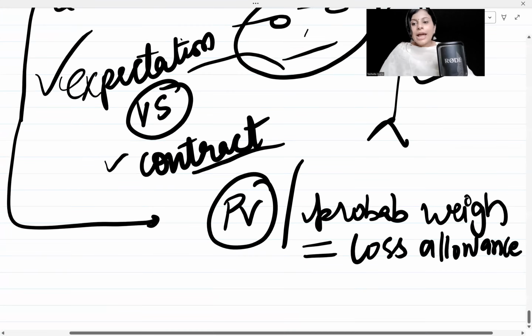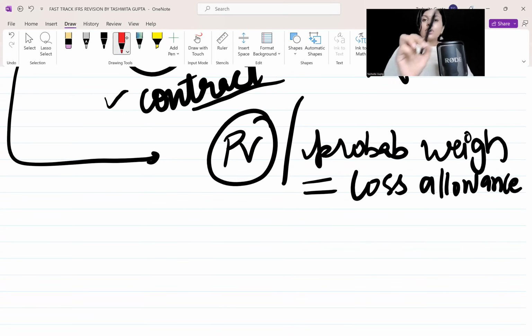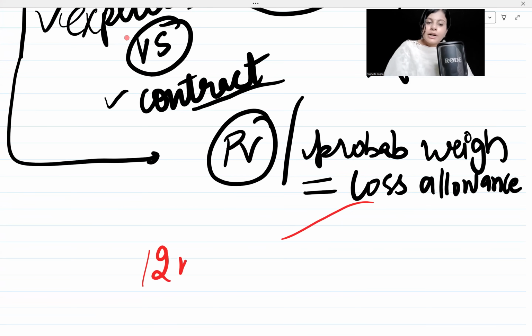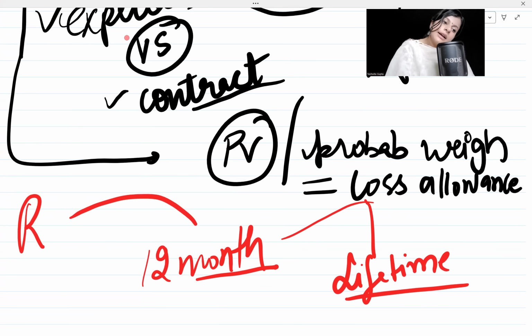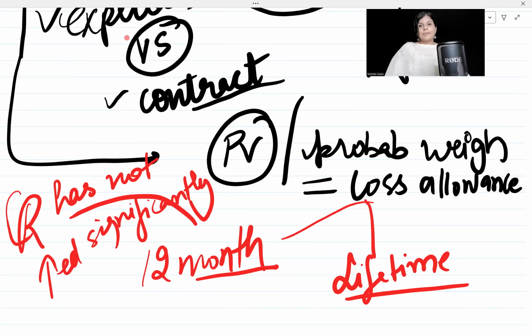Now there can be two types of loss allowances. So let's understand what are the two types of loss allowances. They say either we have 12-month expected loss allowance or we have lifetime expected loss allowance. So this 12-month expected loss allowance is when the credit risk has not increased significantly.